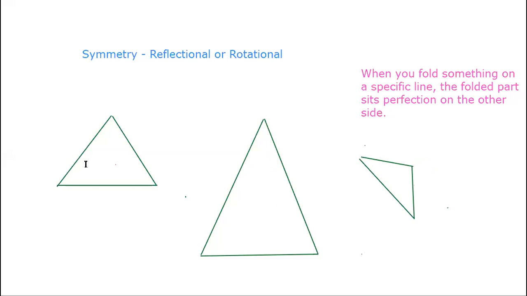So let's label those. This is our equilateral. All sides, all angles are equal. This is our isosceles. Just these tall sides are equal. And this one is our scalene. That might be a new word for you, scalene. But scalene means no sides are equal at all. Nothing in this triangle is equal. So an equilateral triangle has some specific lines of symmetry. Look at that and see if you can figure out how many lines of symmetry an equilateral triangle has.